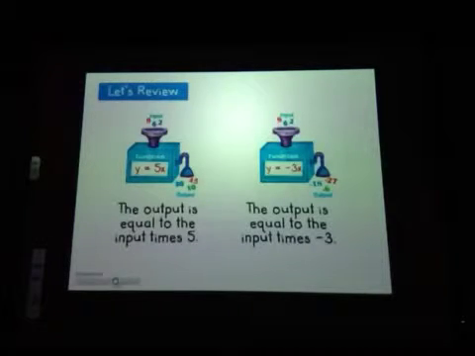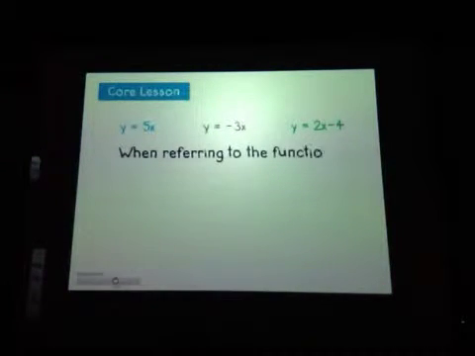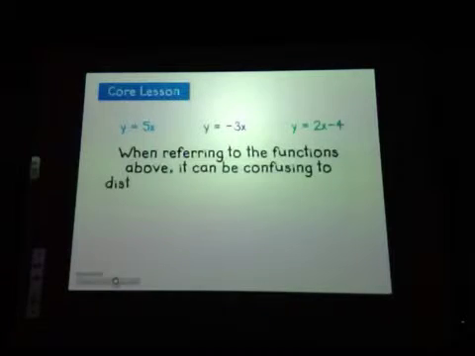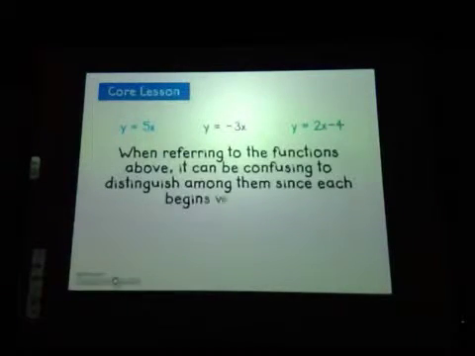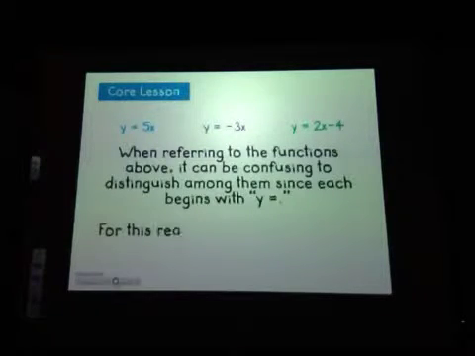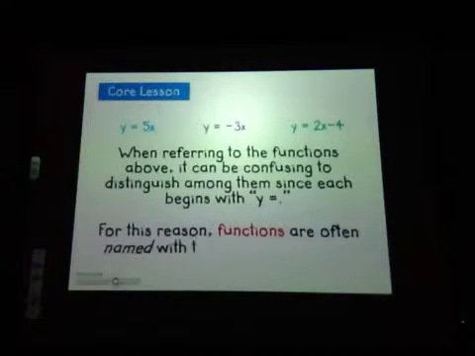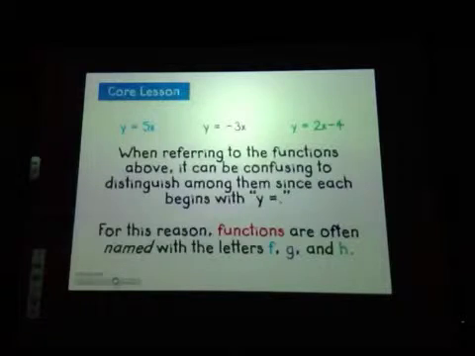So let's take another look at these two function rules, y equals 5x and y equals negative 3x. And let's just throw in another function rule, y equals 2x minus 4. When referring to the functions above, it can be confusing to distinguish among them since each begins with y equals. For this reason, functions are often named with the letters f, g, and h. Let's see how this might look.